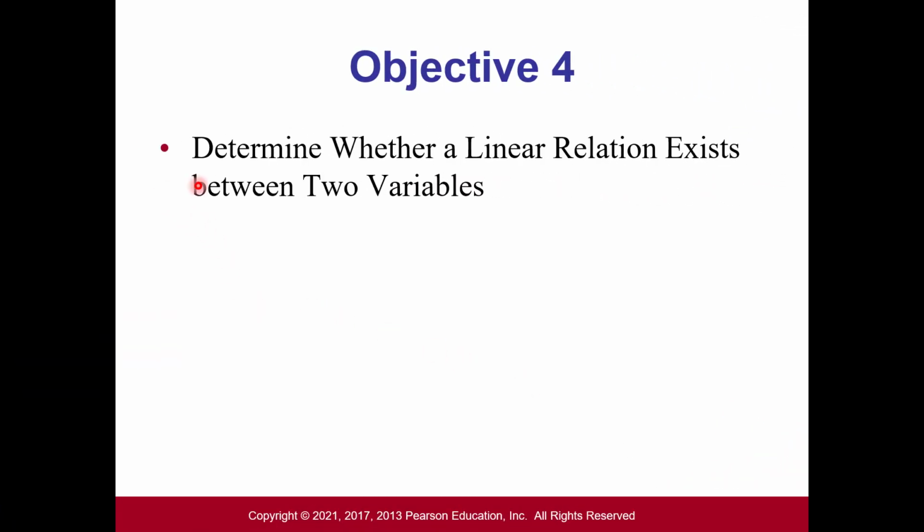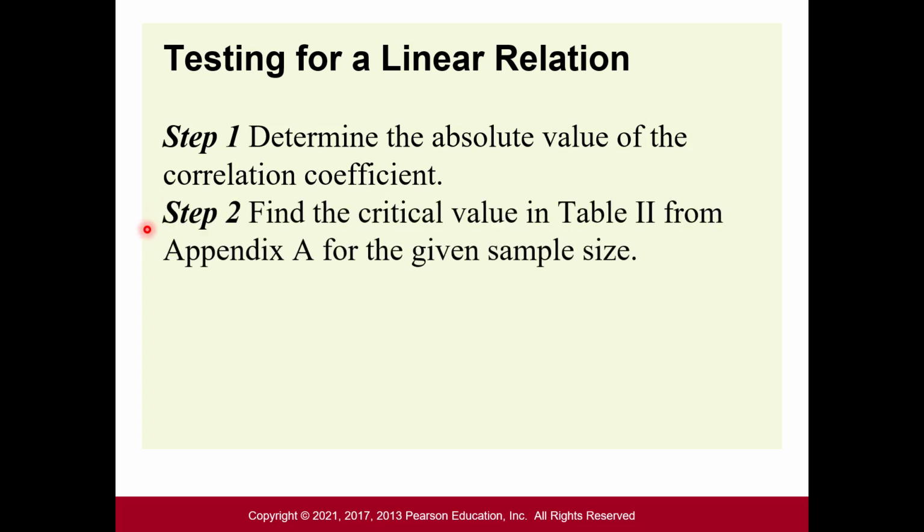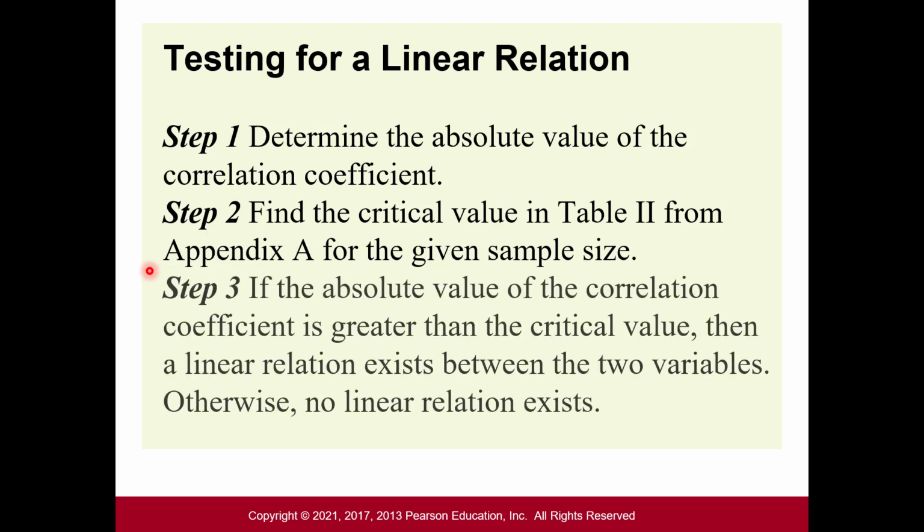The next thing we're going to do is determine whether a linear relation exists between two variables. So here's a test to figure this out. Step 1, determine the absolute value of the correlation coefficient. Basically that means if it's negative, just take the positive value. Step 2, find the critical value in Table 2 from Appendix A, which I'm going to give to you, for the given sample size. And Step 3, if the absolute value of the correlation coefficient is greater than the critical value, which is what we find from the table, then a linear relation exists between the two variables. Otherwise, no linear relation exists.